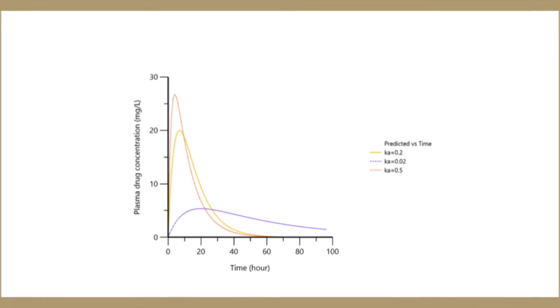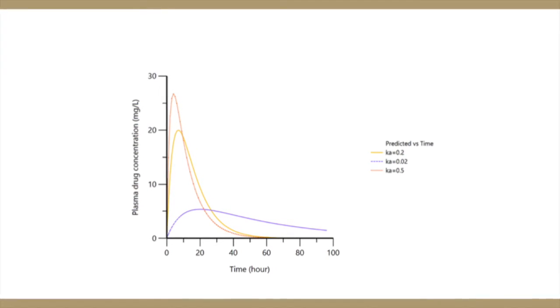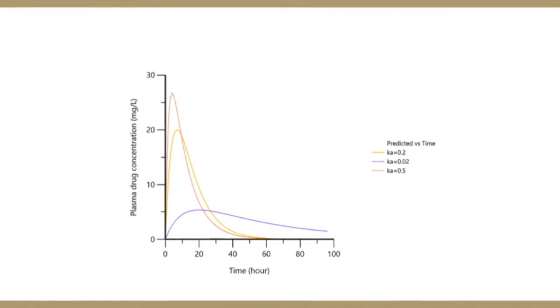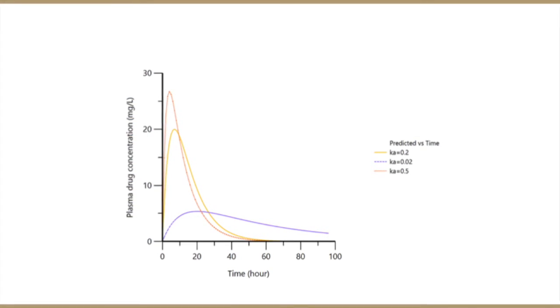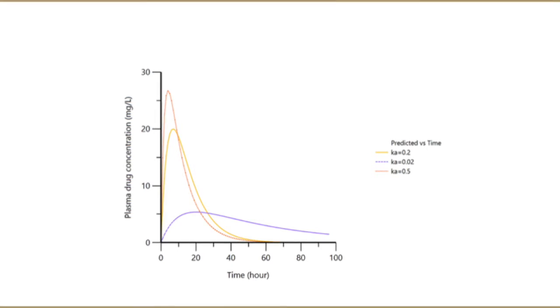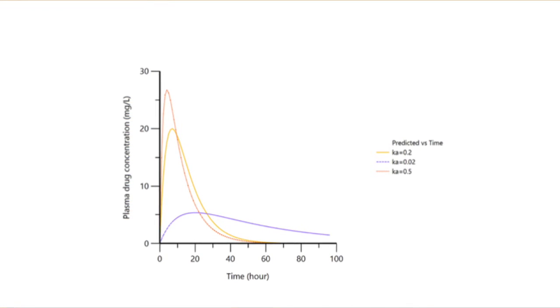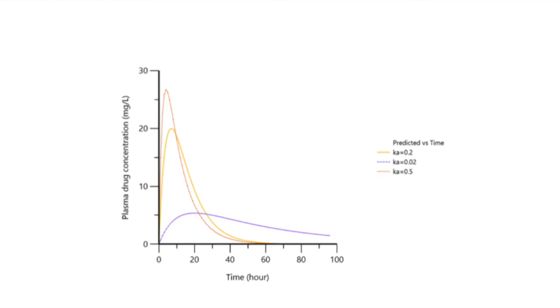Sometimes absorption can be so slow that it limits the rate at which the drug can leave the body as well. This results in a less steep decline in drug concentrations and therefore a longer plasma half-life compared to if the drug had been given intravenously. This phenomenon is referred to as flip-flop kinetics.